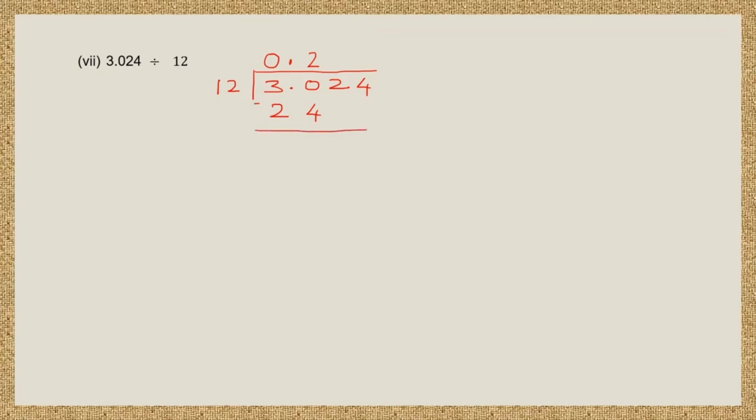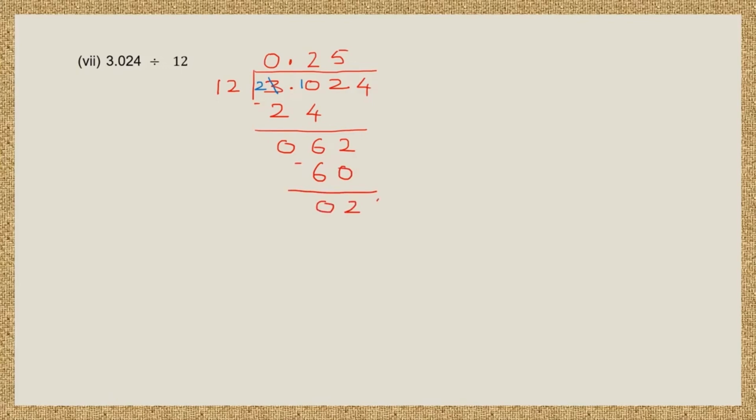I need to borrow, so this becomes 2 and this becomes 10. 10 minus 4 is 6. 2 minus 2 is 0. I bring down the next digit, which is 2. Now I have 62. Tables of 12. 12 fives are 60. So I have 60 here. I'm going to subtract 2, 0.